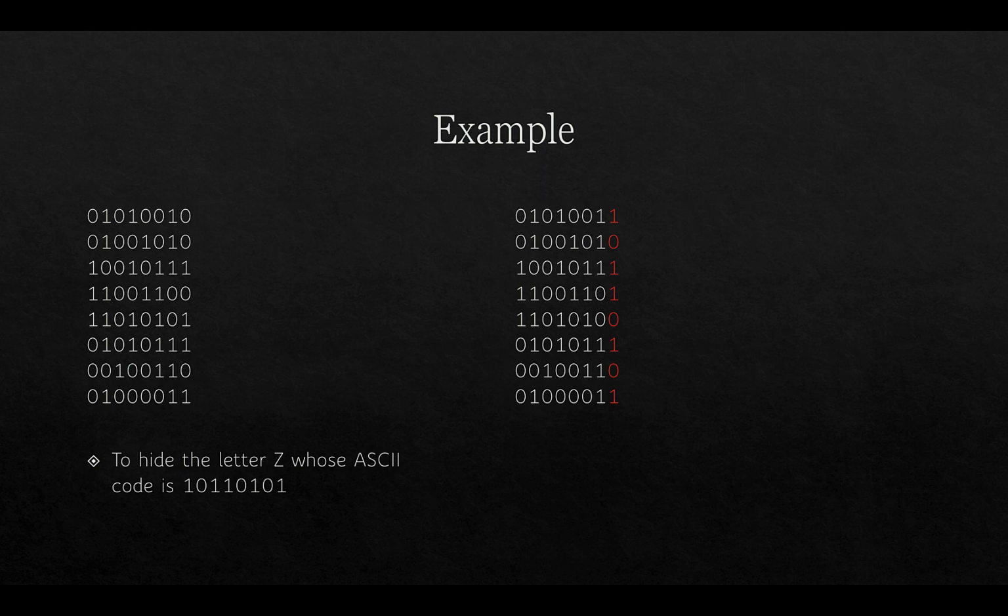So in this example, we have the bytes on the left of the image, and then we are going to hide the letter Z, whose ASCII code in binary is 10110101. So we take the least significant bit on each of these bytes and we write the binary that represents that Z. And so it takes 8 bytes to store the byte that is the letter capital Z.